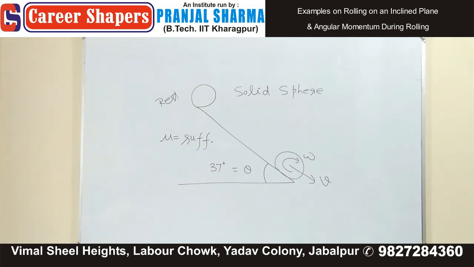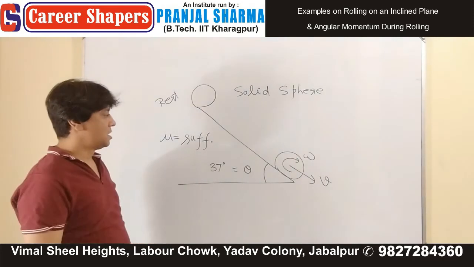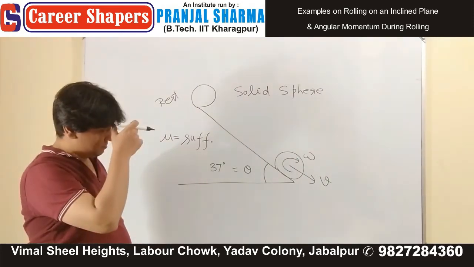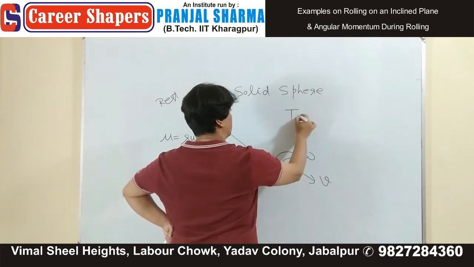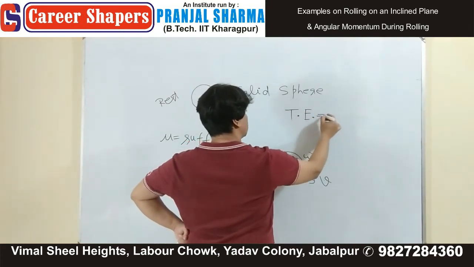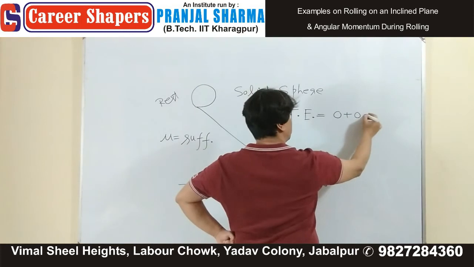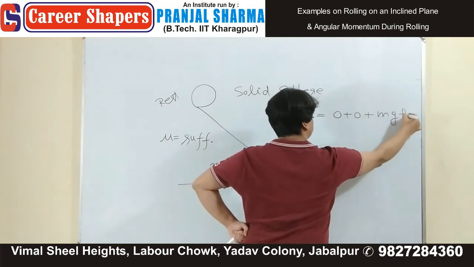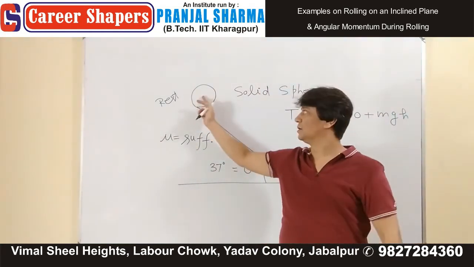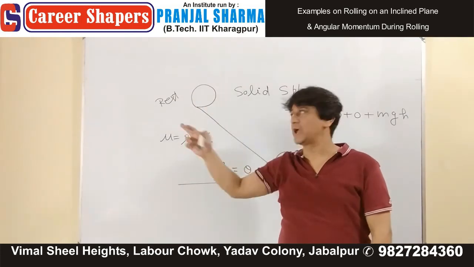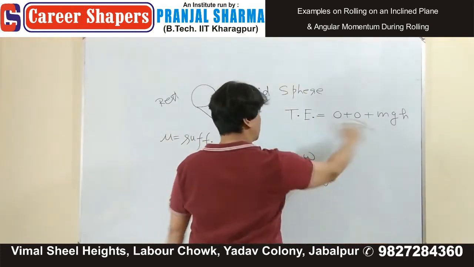Well, not a single answer. And look how easy this question is. What is total energy? Kinetic energy 0, kinetic energy 0, plus mgh. At the highest point, what is translatory kinetic energy? 0. What is rotational kinetic energy? 0. What is potential energy? mgh. This is total energy.